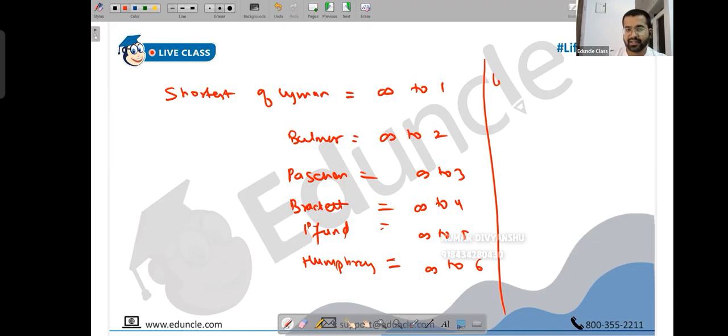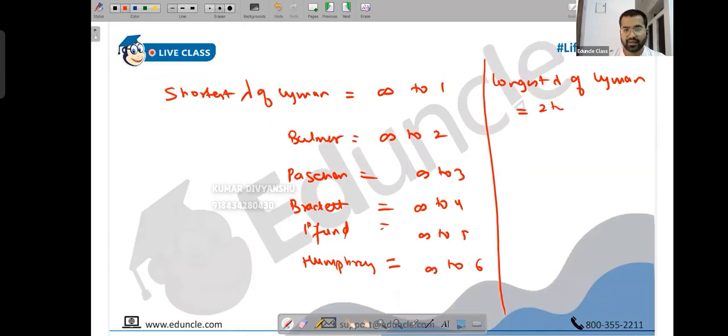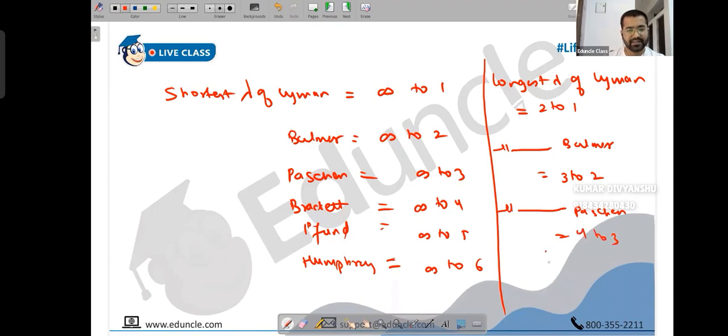And similarly, this is the shortest wavelength of Lyman. The longest wavelength of Lyman, as we just learned, is K alpha, 2 to 1. So now we know the trend. Longest of Balmer has to be what, people? 3 to 2. Longest of Lyman, Balmer, Paschen: it will be 4 to 3. And it goes on. You can keep on writing this. I hope you understood this.